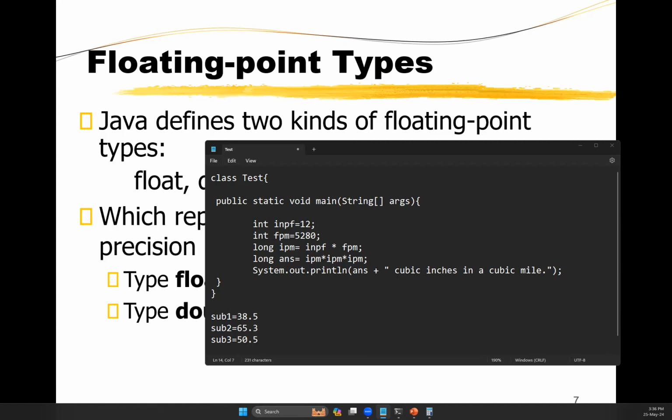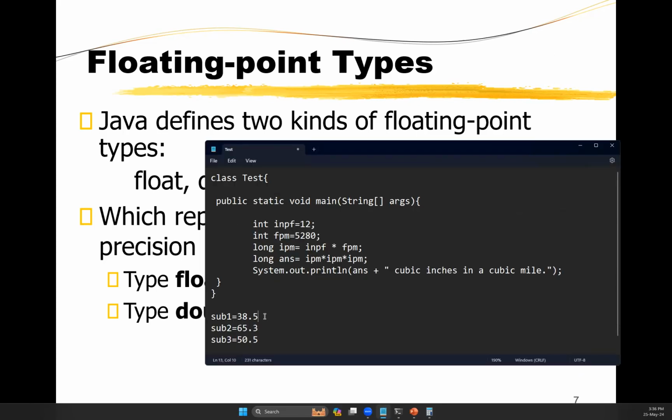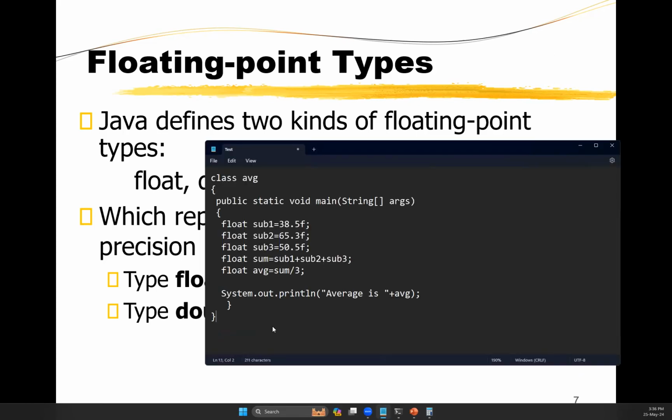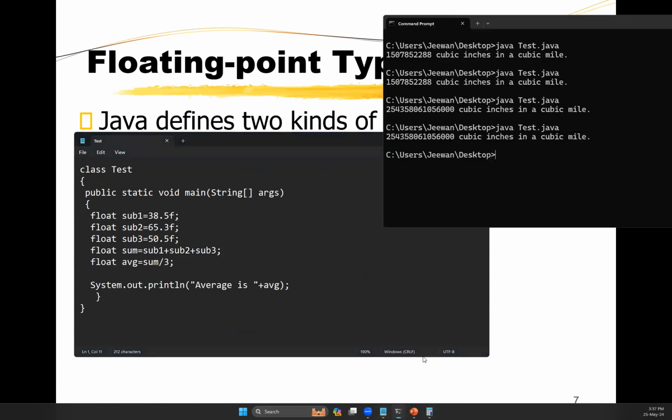Right, the answers I have received. Let's see. Okay, we have floating point number 1, number 2, number 3, and then sum, and then average equals sum divided by 3. Right, great, good. Let's see how the answer goes. Then it shows me the average is this.